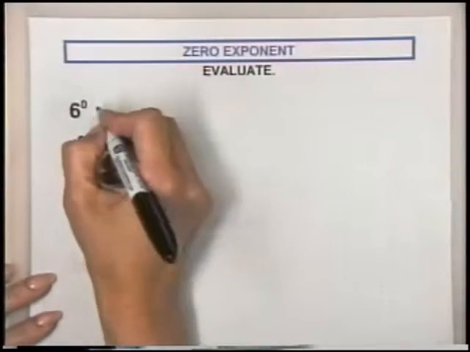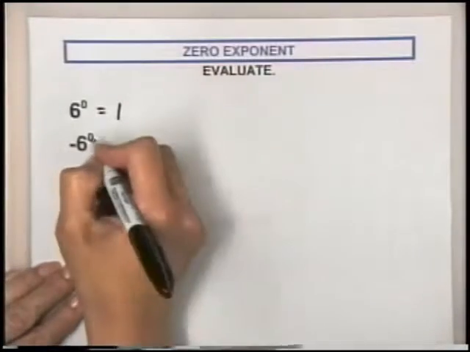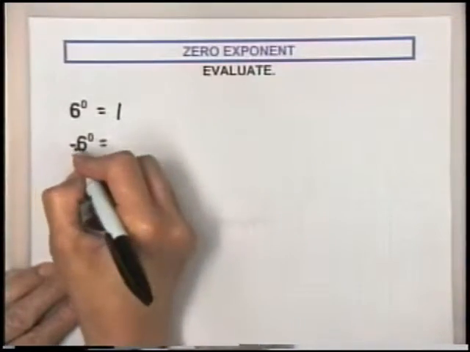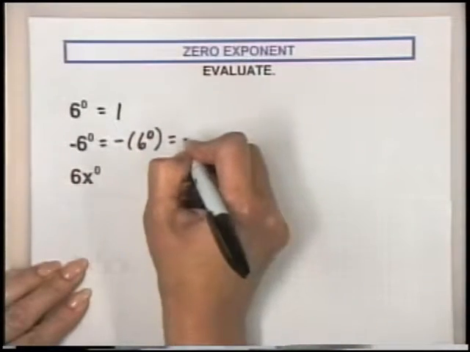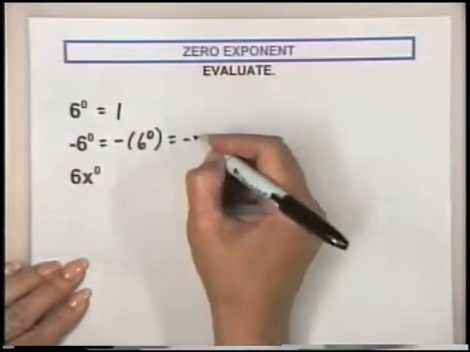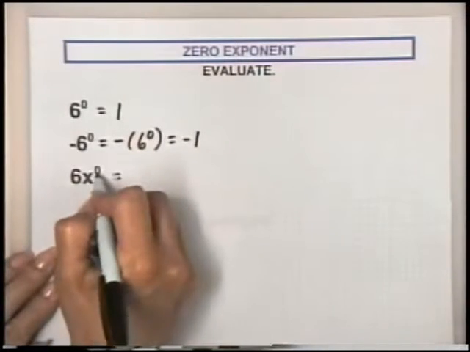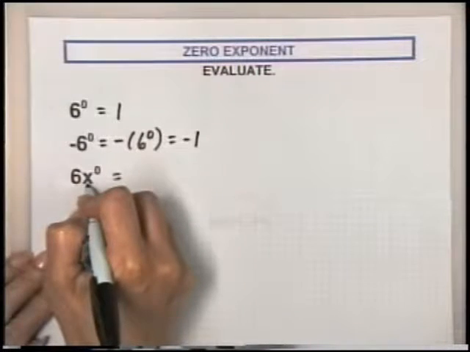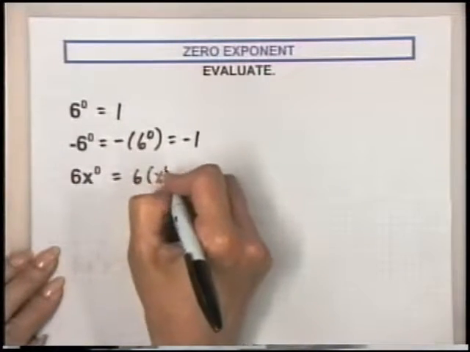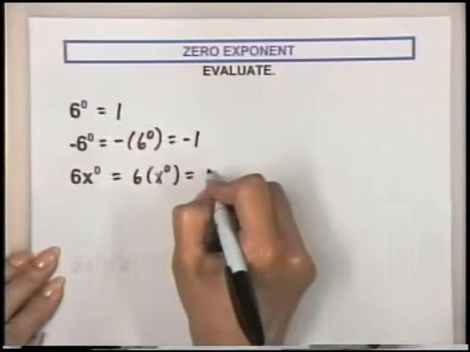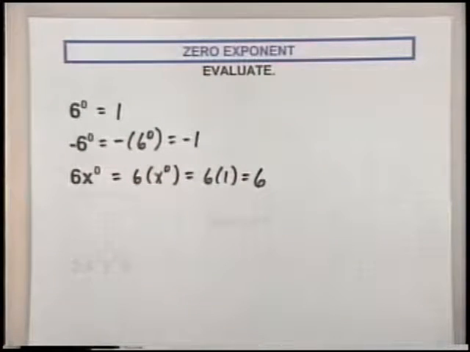The instruction is evaluate. 6 to the 0 is equal to 1. For the second problem, minus 6 to the 0 means minus 6 to the 0, which would be minus, and we know 6 to the 0 is 1. For this third problem, the 0 is the exponent of the x, not the 6. So this means 6 times x to the 0, which means 6 times 1, or 6.